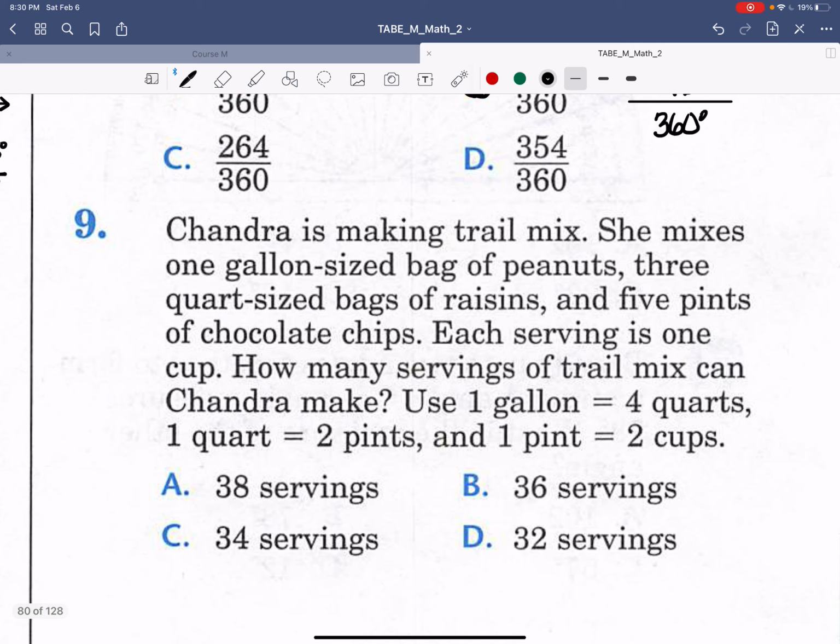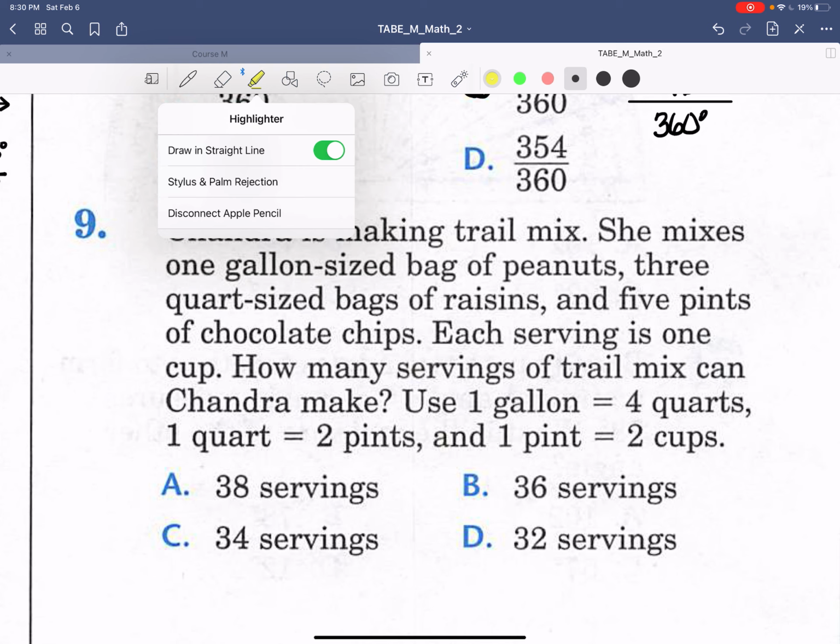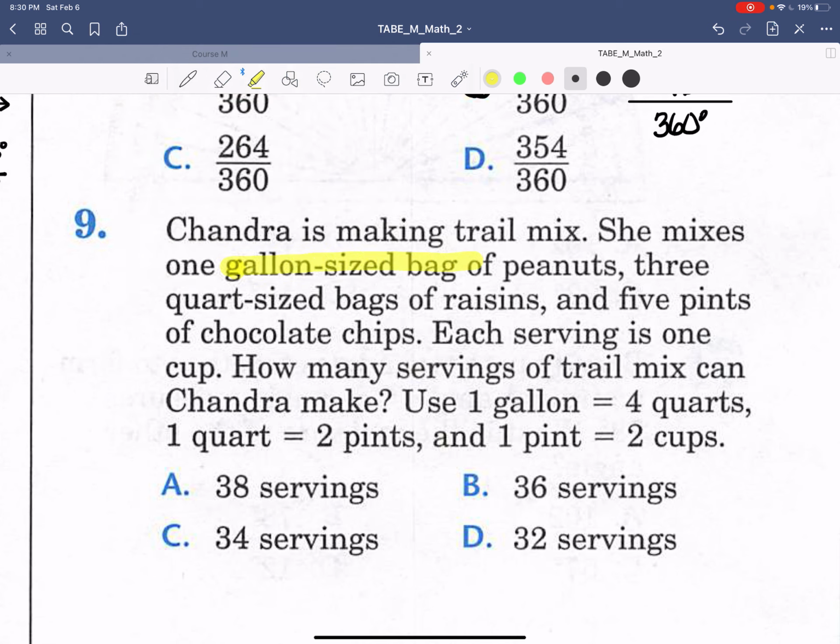Number 9. Chandra is making trail mix. She mixes 1 gallon-sized bag of peanuts. Let me do some highlighting on this one. Gallon-sized bag of peanuts. 3 quart-sized bags of raisins. And 5 pints of chocolate chips. Each serving is 1 cup. How many servings of trail mix can Chandra make? And they give you the conversions there.